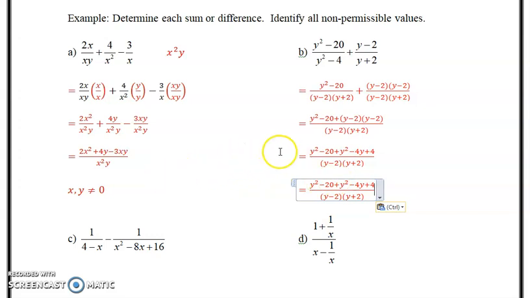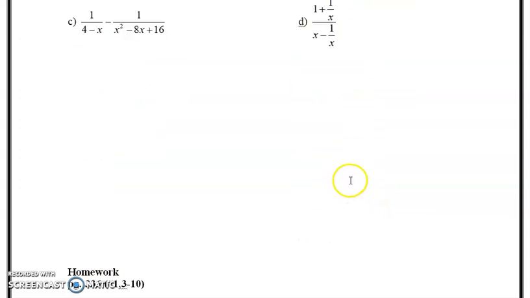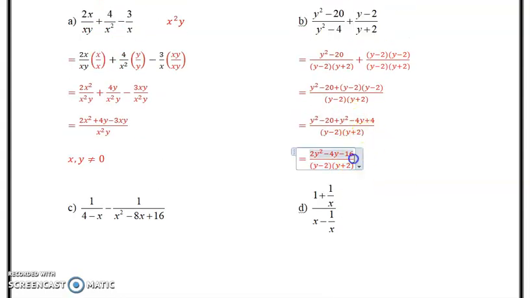When we collect like terms, what we end up with is y squared and y squared, so we have 2y squared, and then minus 4y, and then the negative 20 plus 4 gives us negative 16. Now, you're going to factor the numerator, hoping that we're going to be able to divide out any like factors in the numerator and denominator. So if you guessed that, you would be correct.